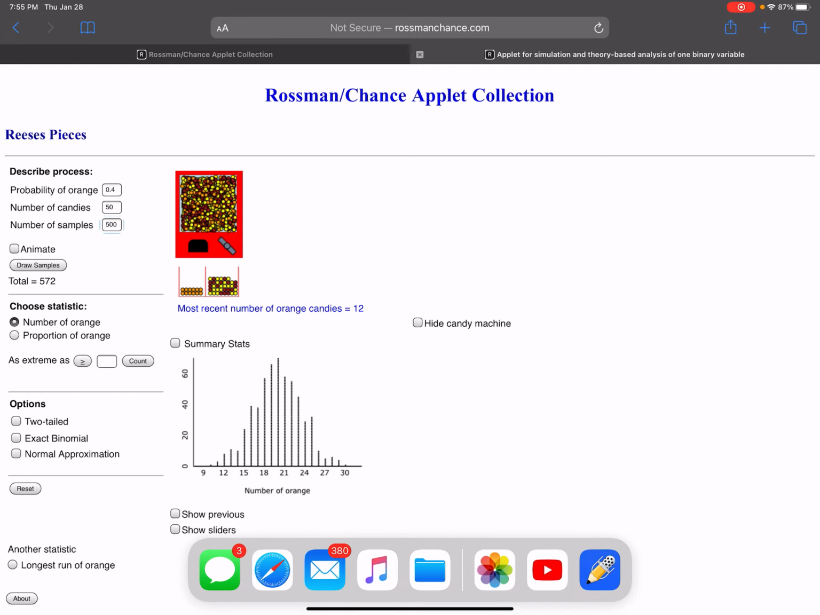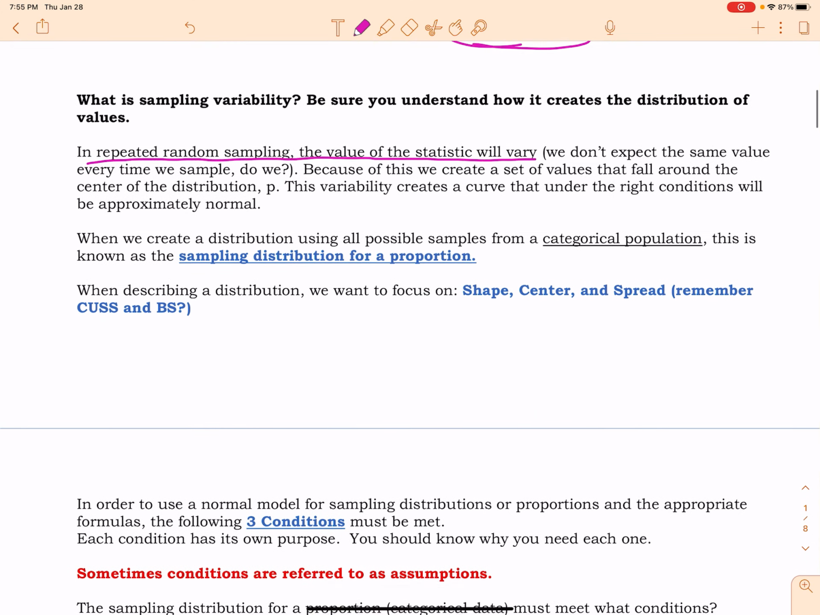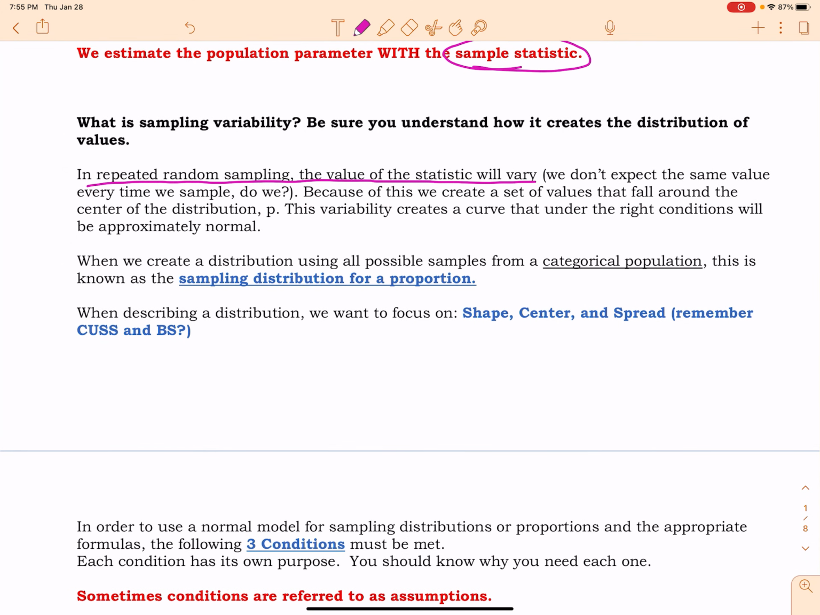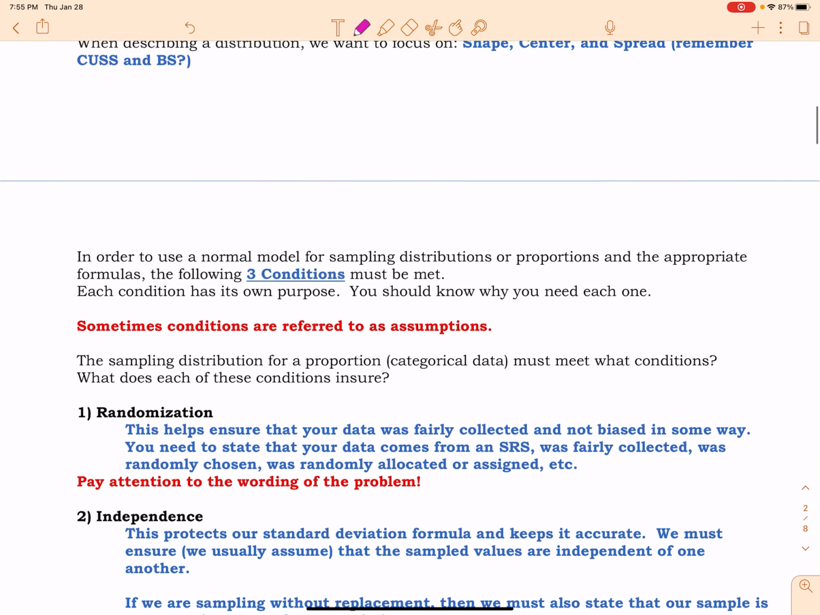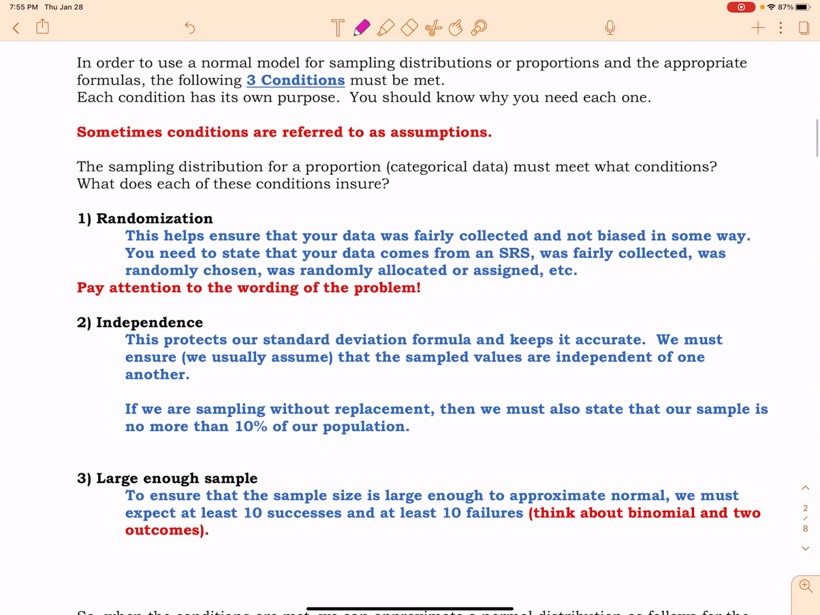So what does that mean? Well, it means that through sampling variability, I can see that all samples of 50 that would create a distribution of all of those samples are going to take on a normal shape. So 50 would be an acceptable amount to sample. When we start looking at this, let's talk about the sampling distribution for my proportions and what samples are acceptable. We want to talk about conditions.